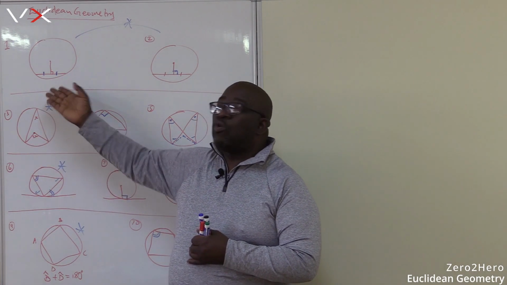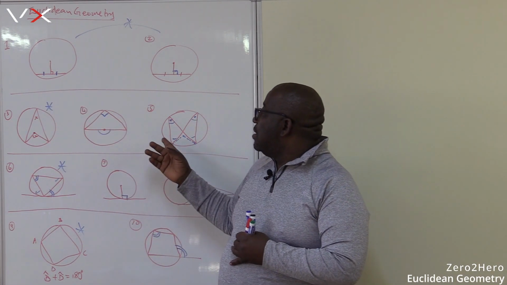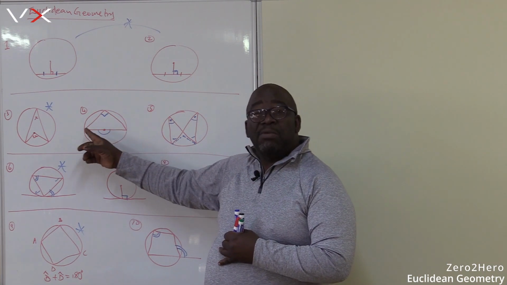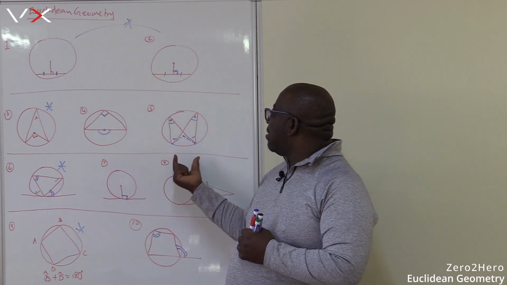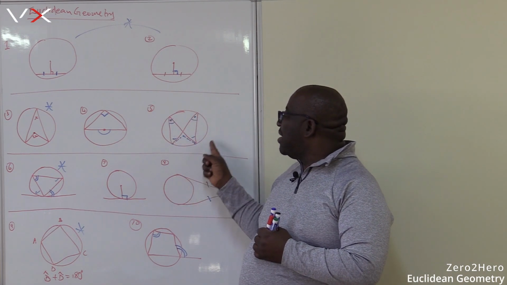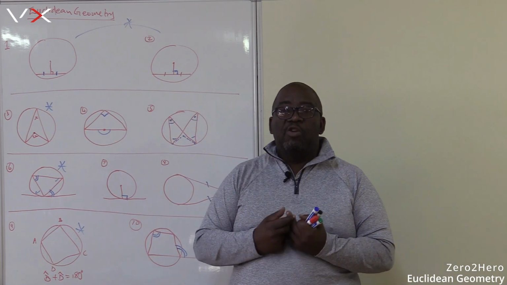The angle at the center is twice the angle at the circumference. The angle subtended by the diameter, since the diameter passes through the center, is equal to 90 degrees. Angles in the same segment are equal, as long as they are subtended by the same arc or chord.